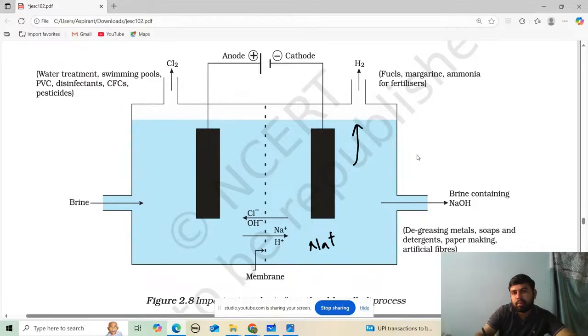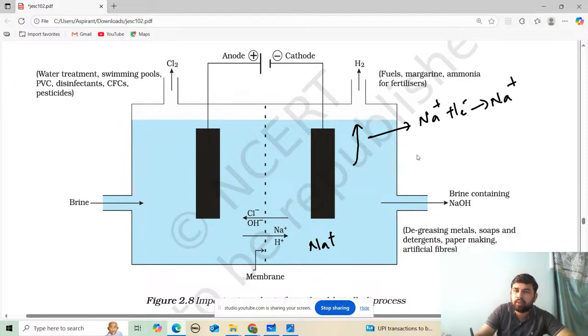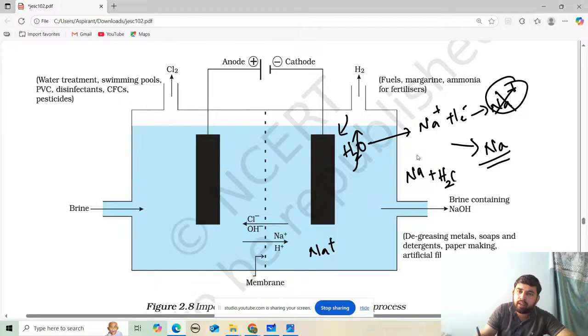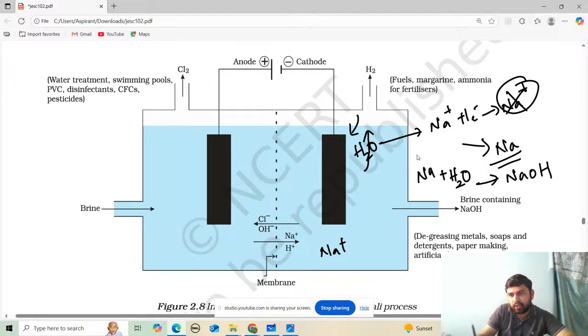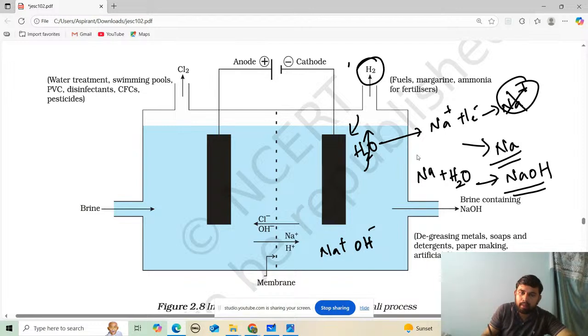Suppose sodium ions gain one electron and form a sodium atom. If a sodium atom is formed, you know very well that sodium is a highly reactive metal. Immediately it will react with the water and form sodium hydroxide again. That's why hydrogen gas is liberated, and Na+ and OH- combine to form sodium hydroxide.